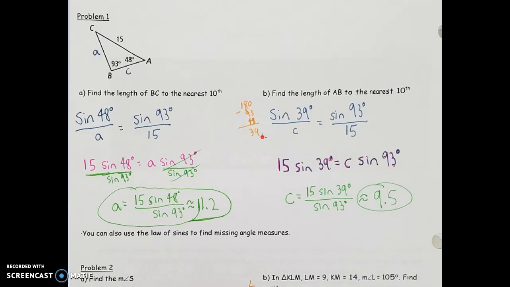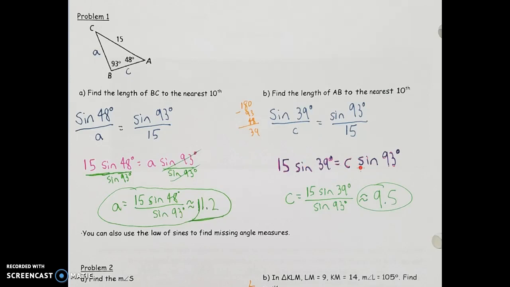So now I can use my law of sines. Sine of angle C, which is 39, over C should be equal to sine 93 over 15. We can use the same ratio from that first question, sine B over B. So same steps. First step, I'm going to cross multiply. So C times the sine of 93 degrees equals 15 times the sine of 39 degrees. I guess I just wrote it the other way around here.